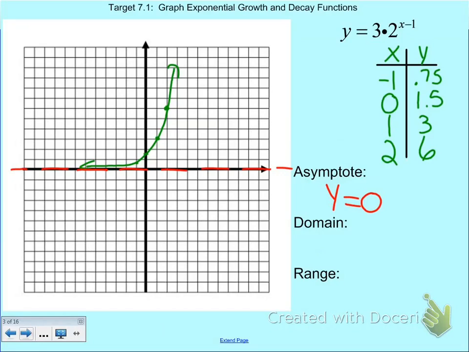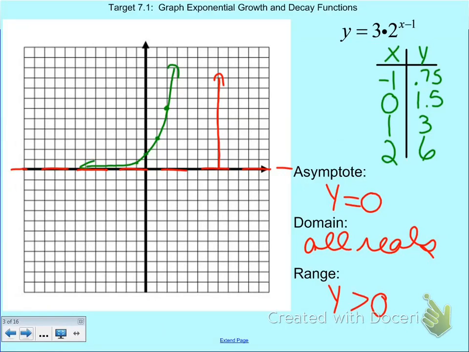If you just write 0, it is wrong. You'd have y equals 0. Our domain, yet again, is all reals. And our range means what type of values can we get out for y. Again, everything is above this line, so it's going to be y is greater than 0.